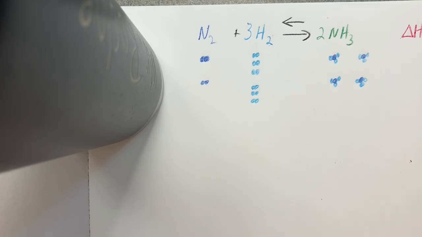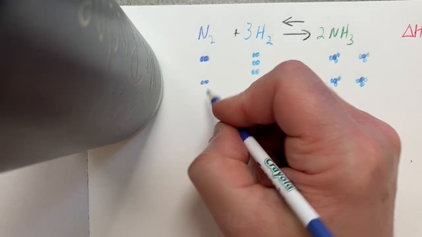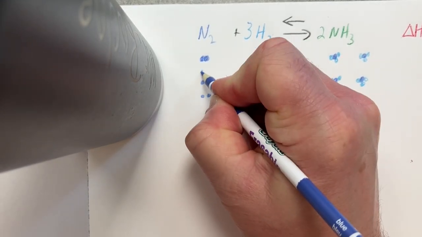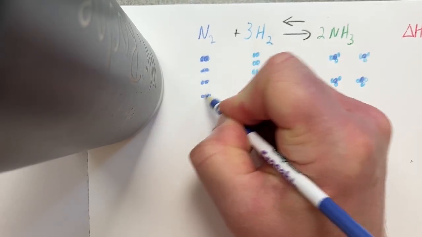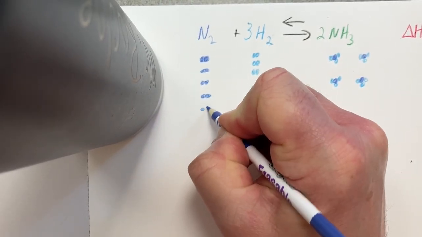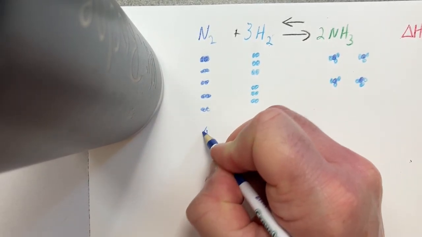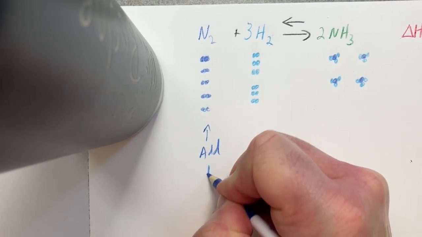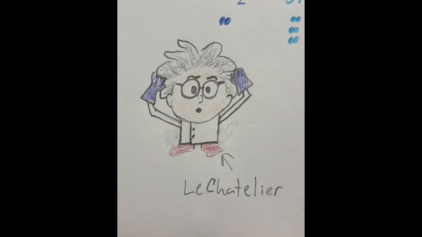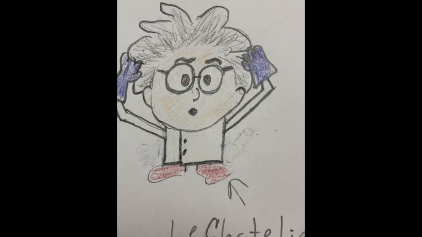And let's say, for example, everything's cool, LeChatelier is happy, but I'm like, hey, I'm going to add more nitrogen. So I'm adding a bunch more nitrogen. And of course, that is not going to make LeChatelier happy. He is going to freak out. He's going to say, oh no, why did you add more nitrogen?